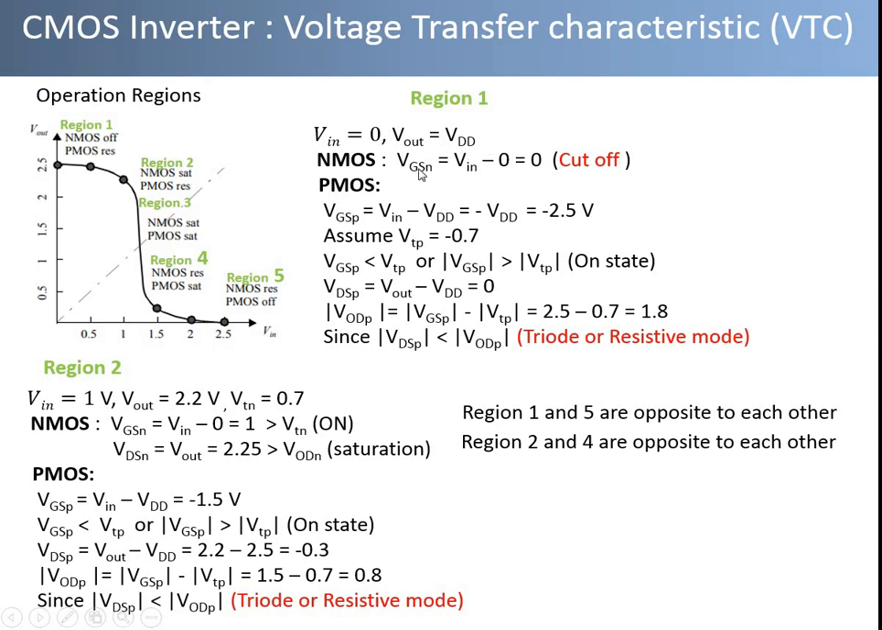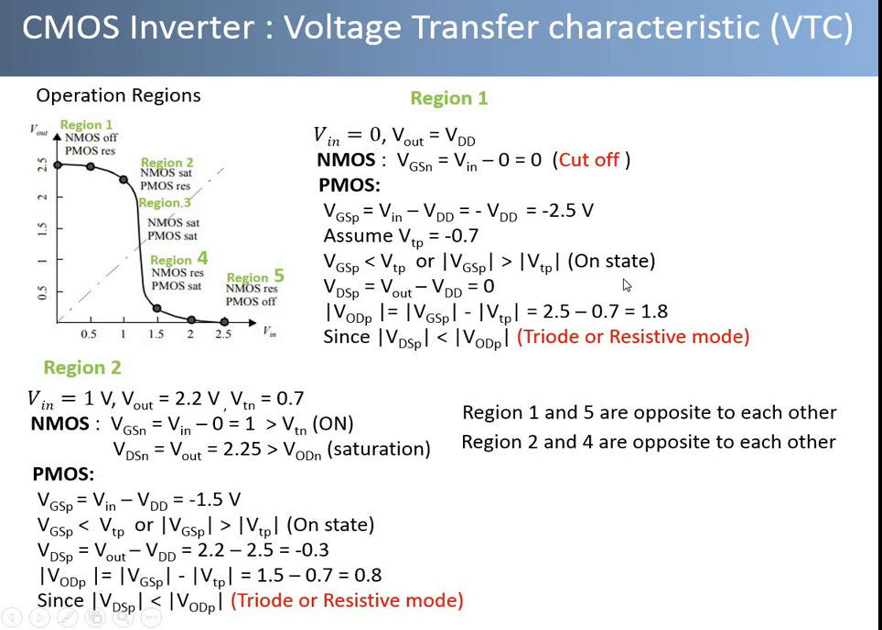For NMOS, the gate to source voltage is equal to Vin, which is equal to 0. Therefore, the NMOS transistor is in cutoff state. For PMOS, as we know, the gate to source voltage of PMOS in an inverter is equal to Vin minus VDD. Vin is 0 in this case, therefore VGS is minus 2.5 volt. Assume that we are given the threshold voltage of PMOS equal to minus 0.7. As VGSP is less than VTP, or the absolute value of VGSP is greater than VTP, therefore the PMOS transistor is in on state.